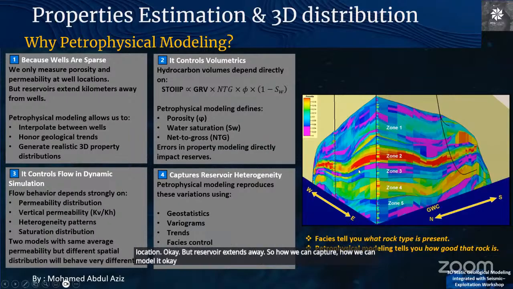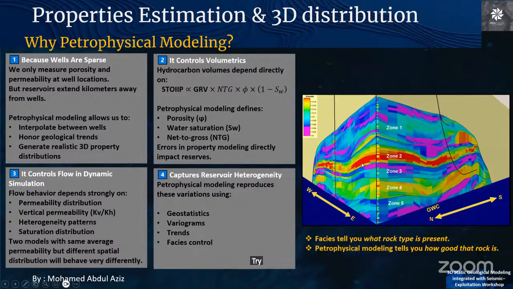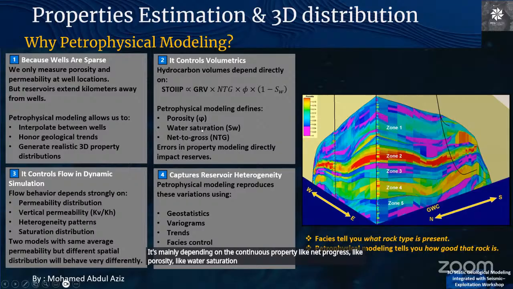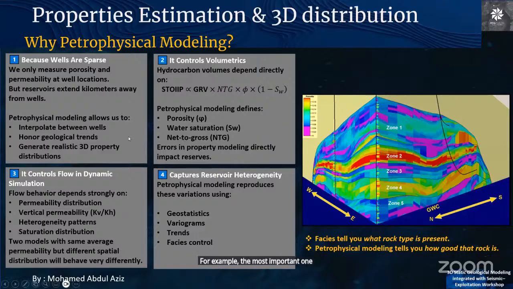Petrophysical modeling allows interpolation between the wells, trying to honor as much as it can the geological trends, for generating a 3D probability distribution. It will help in controlling volumetrics because, as you can see in the equation of the STOIIP calculations, it mainly depends on continuous properties like net to gross, porosity, and water saturation. We will discuss those in the next slides. But the most important one is porosity, so any error in property modeling directly impacts the reserves.